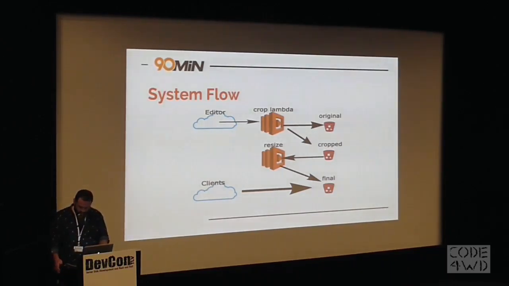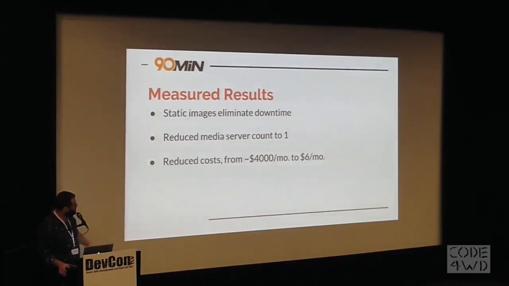So, a few measured results. We have zero downtime on our image service. We reduced our media server count to one. We reduced cost from roughly $4,000 a month to $6 a month for the same job and amount of processing.